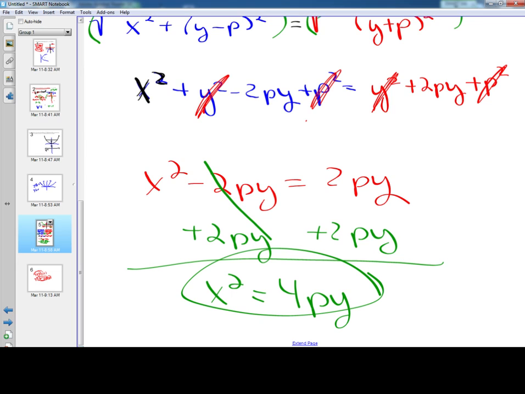Math! This class is too much for me sometimes. All that work for that.